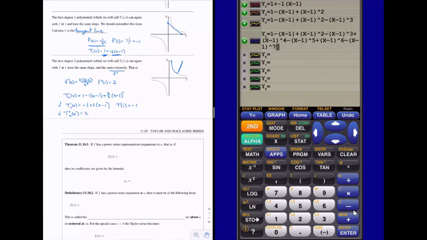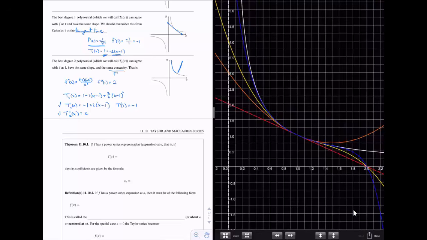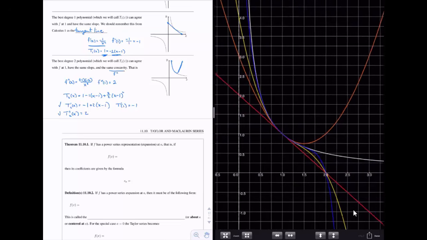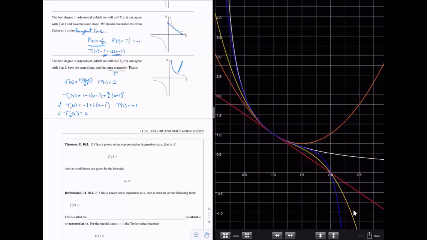Okay, so I have one more. I have the 7th degree. This would be t sub 7. Now I'm just claiming that it's t sub 7. I haven't proven this in any way. But now look how good this does. You can see between 0 and 1, it does a pretty good job, and between 1 and 2, it does a pretty good job. Now after 2, it starts to deviate quite a bit.